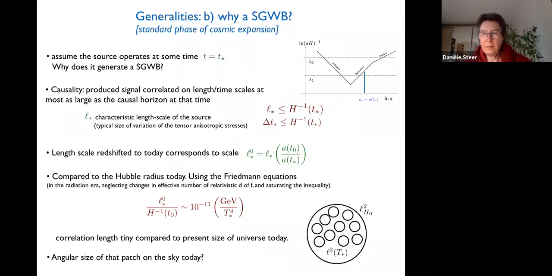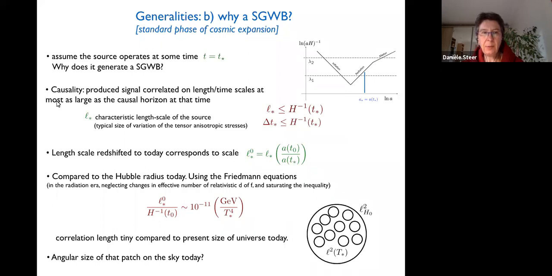Okay, then the next question one can ask is, why am I talking at all about a stochastic gravitational wave background? In what sense? Why is it stochastic? So let me try and explain that. Here's my figure again. I'm going to consider a source which is operating at some time t, in the standard phase of expansion of the universe, so I'm not talking about inflation. Some time t star in the radiation era, for example. Let's assume the source operates at this time t star in the radiation era, and try and answer the question, why does it generate a stochastic gravitational wave background?